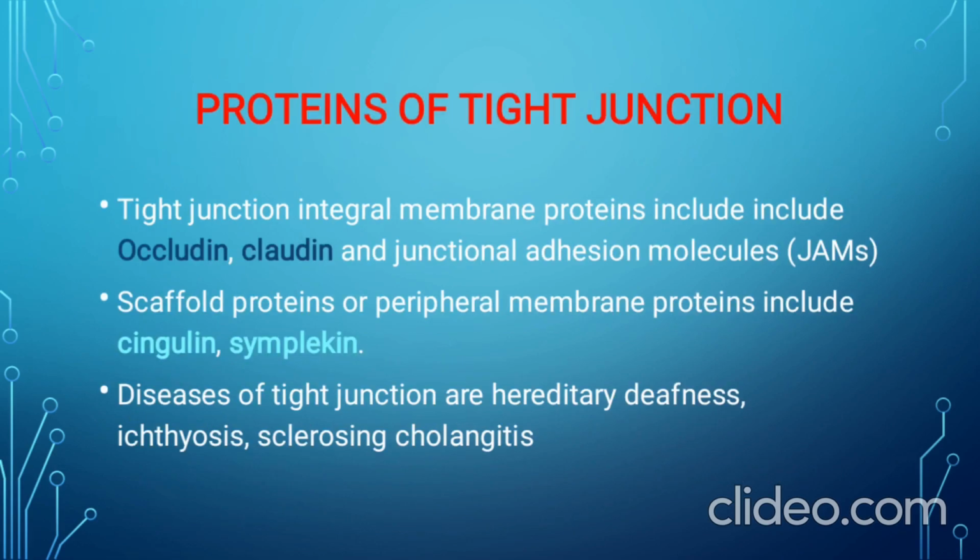The proteins of the tight junction include occludin, claudin, and junctional adhesion molecule. Those are the integral membrane proteins of the tight junction. Then the scaffold proteins, or peripheral membrane proteins, include cingulin and ZO proteins. Those are the proteins that make up the tight junction. Some diseases of the tight junction include hereditary deafness, ichthyosis, which is scaly skin, and sclerosing cholangitis, which is inflammation and hardening of the bile duct.